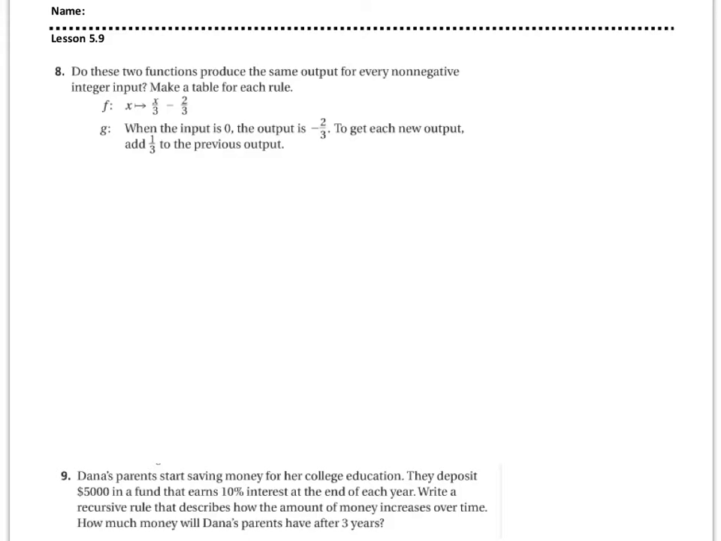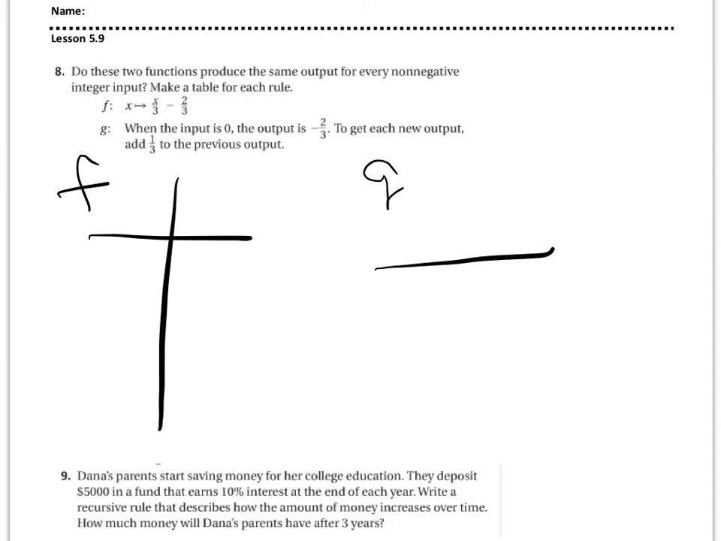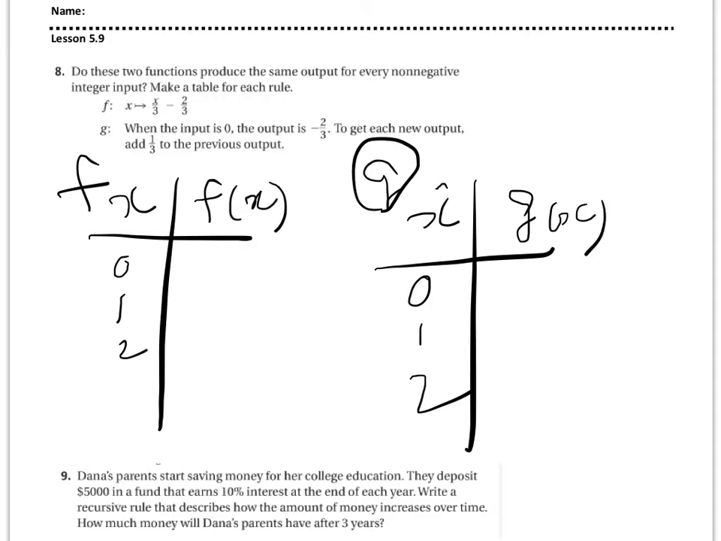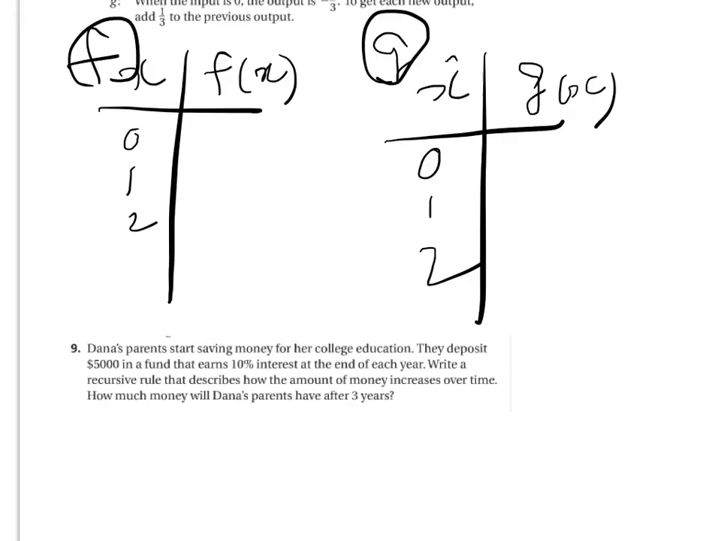So for G, when the input is 0, the output is negative 2/3. So you should have two tables like that. This is for the F machine and this is for the G machine, and then you put 0, 1, 2, and you should have the same thing on this one. And this is f of x, and this is g of x, right? This is the x, right? And then find out the output for each and compare it to see if it comes out the same. Okay, that's pretty easy.